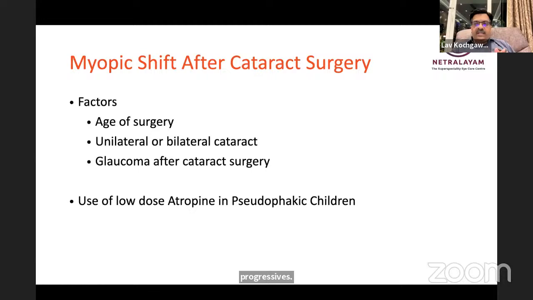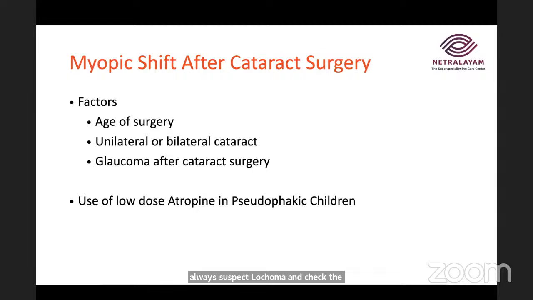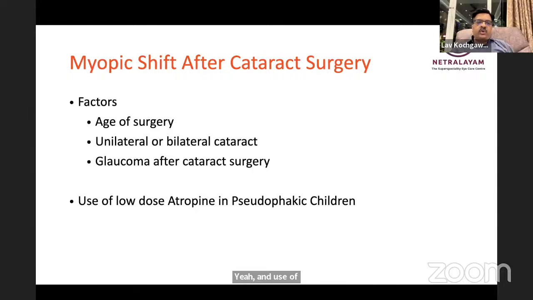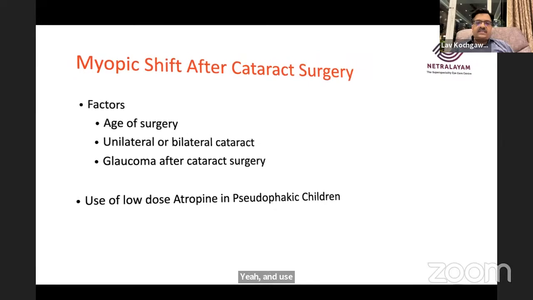An important topic, and one that correlates more with the topic of discussion today, is the myopic shift after cataract surgery. The factors which are responsible include the age of surgery. The earlier the surgery, the higher the chance of faster myopic shift. In unilateral cataracts, myopic shift is higher compared to bilateral cataract. Glaucoma: if there is an abnormal myopic shift, we have to always suspect glaucoma and check the IOP. And use of low dose atropine in pseudophakic children can again be tried.